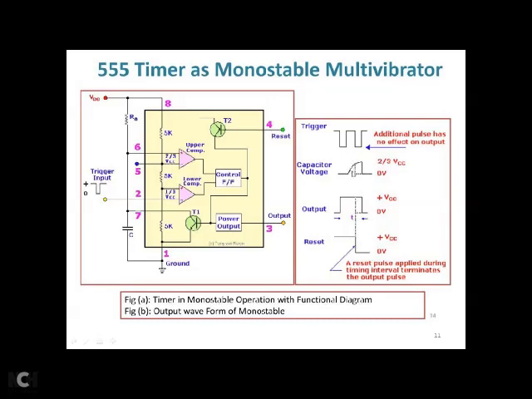And also you can see a dotted line that shows as and when you apply a reset, the value goes from VCC to ground, meaning 0 volt. Irrespective of the condition of the capacitor, whether it is charged to 2 VCC by 3 or VCC by 3 or any value, it will come back to 0 and the output again comes back to 0 immediately without any waste of time. This is about the monostable multivibrator.